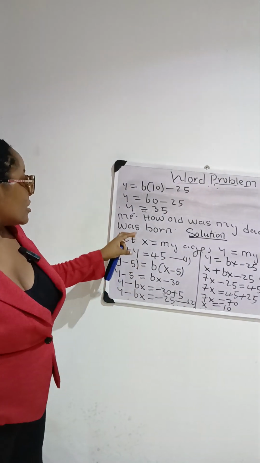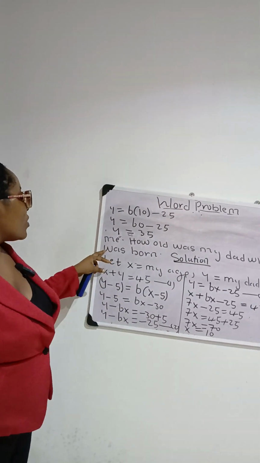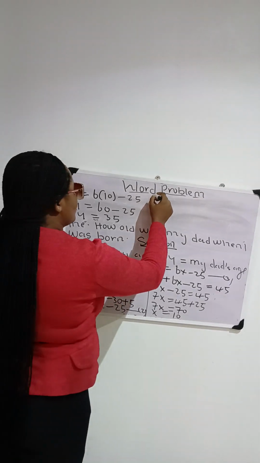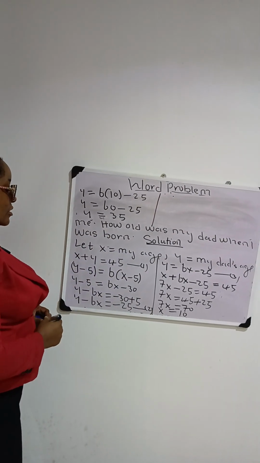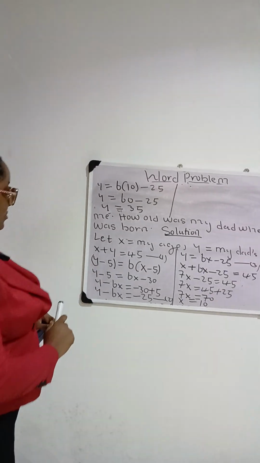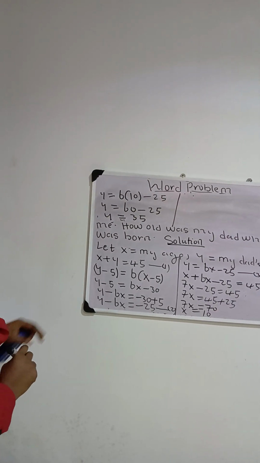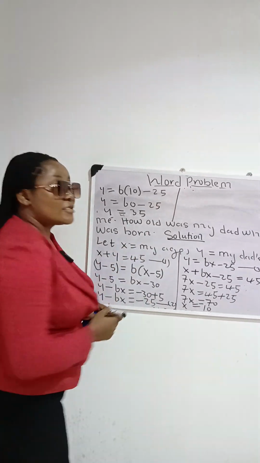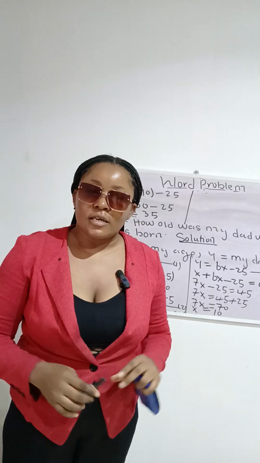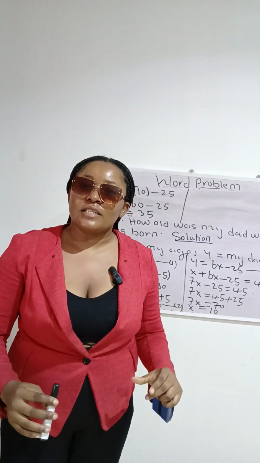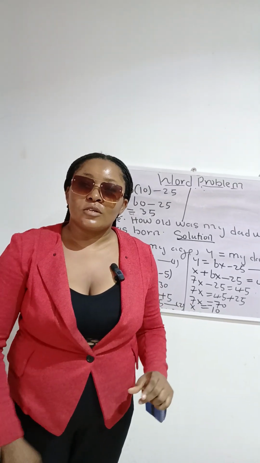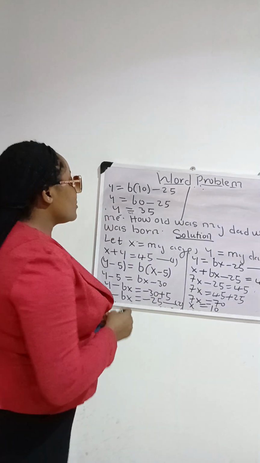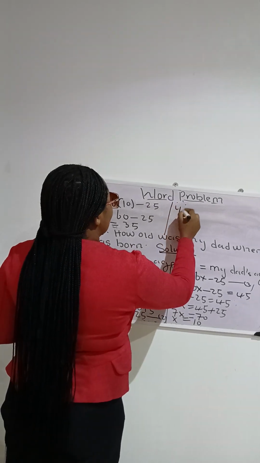But the question is this: how old was my dad when I was born? Good. What this simply means is that we will subtract 10 from my dad's current age. Because if my dad is 35 years today and I am 10 years today, it means that when I was born, I was 0 years old. So when we subtract the 10 from 35, it gives me my dad's age when I was born 10 years ago.